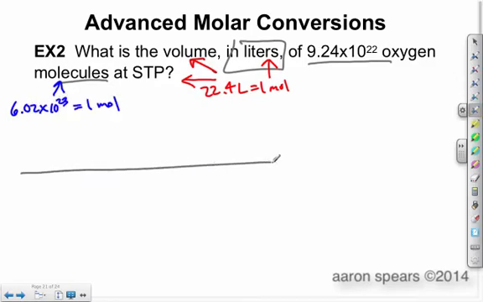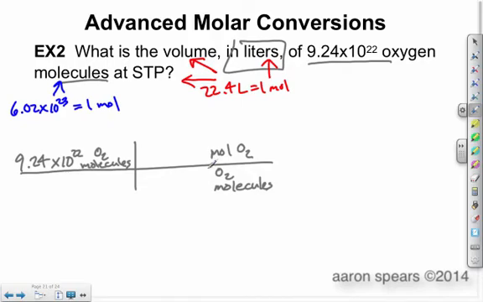So I begin by writing a picket fence. Start with my given, 9.24 times 10 to the 22 oxygen molecules. I'm going to put oxygen molecules down below to cancel it out in the next fraction. And because I know that I need to go to moles before I go to liters, I'm going to put moles of oxygen up top. Now the numerator and the denominator in this fraction need to be the same amount. So I know that Avogadro's number of particles is equal to 1 mole of that substance.